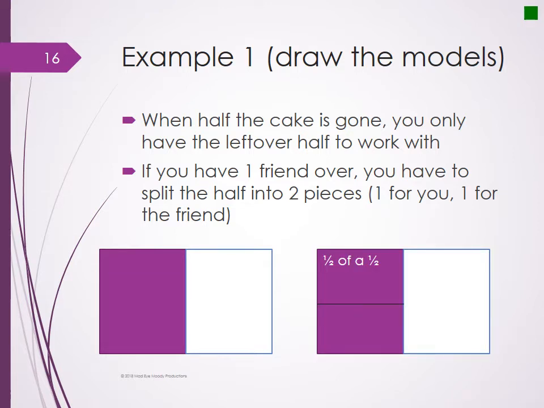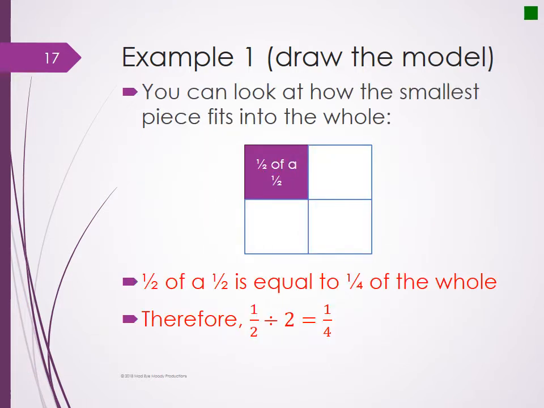And if you have one friend over, you have to split the half into two pieces, one for you and one for your friend. So here you have taken half and you have divided that half by 2. You split that half into 2 pieces. And you want to know how much of the whole one of those pieces was. So how much did each person eat of the whole cake?